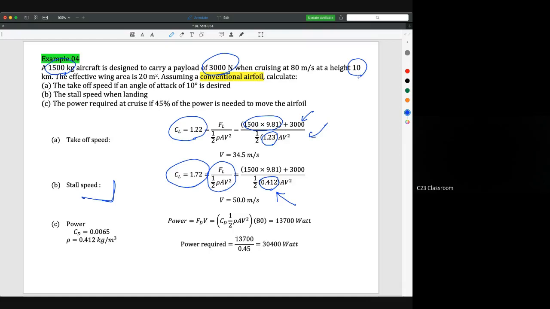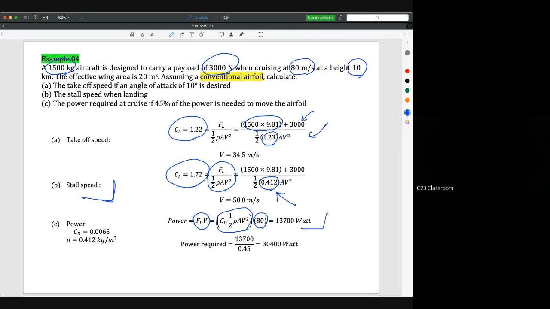So for the power, the equation is drag force times velocity. The drag force can be calculated by using this equation. And then the velocity is the cruising velocity, which is 80 meter per second here. So we could get the power is around 13,700 watt.